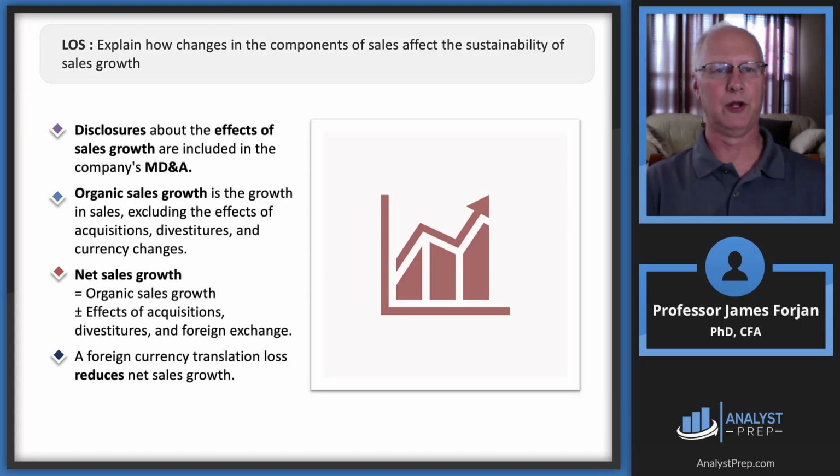Now, we said this earlier here, disclosures about the effects are probably included in the MD&A. Organic sales growth is the growth in sales excluding the effects of all this other stuff. And so as a good financial analyst, this is what we want. We want organic sales growth.